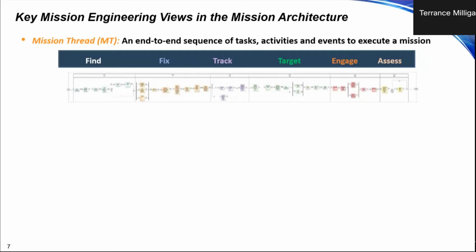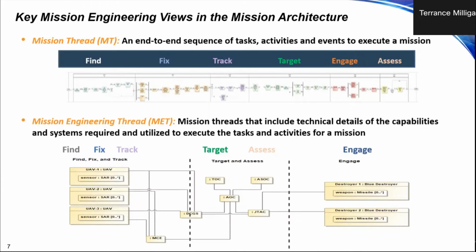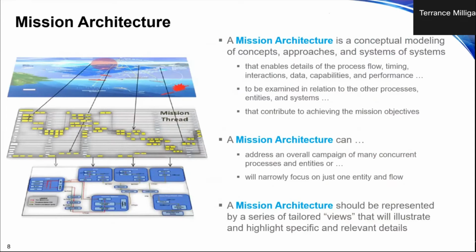So of course, being good modelers or good architects, we need to go model the mission thread. And this is a typical kill chain: find, fix, track, target, engage, assess. And that's all in the operational domain. But then you go down the resource domain and you apply resources to support those tasks.